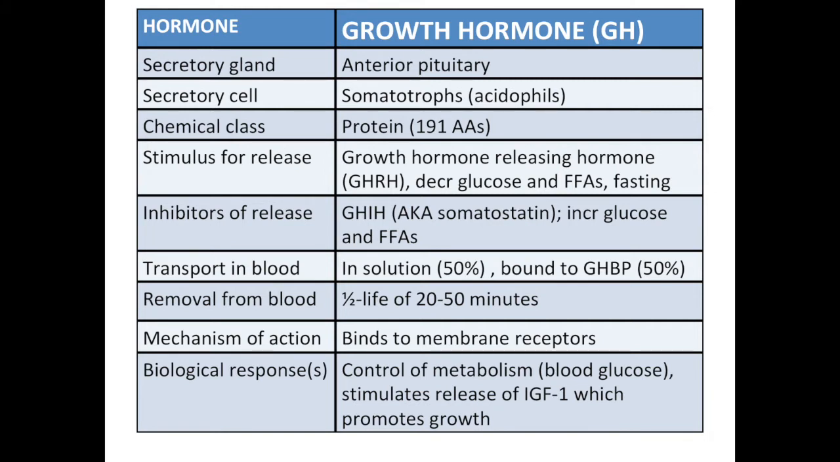The stimulus for release is growth hormone releasing hormone, decreased glucose and decreased free fatty acids in the plasma, and fasting is one thing that will promote growth hormone's release. Its inhibitors of release are growth hormone inhibitory hormone, also known as somatostatin, and increased glucose and free fatty acids in the blood will inhibit its release also. So feeding is one way of reducing growth hormone production.